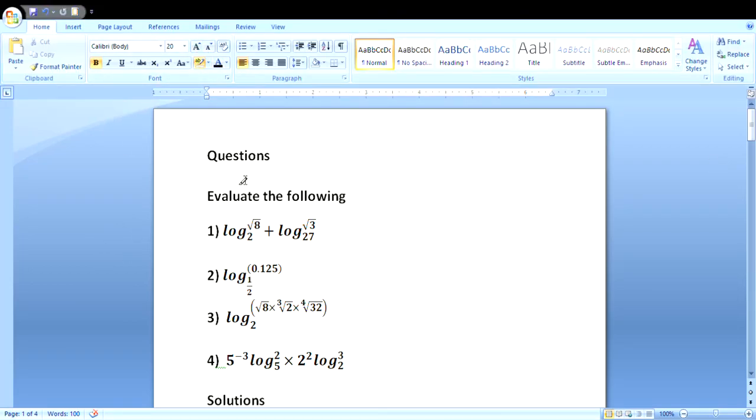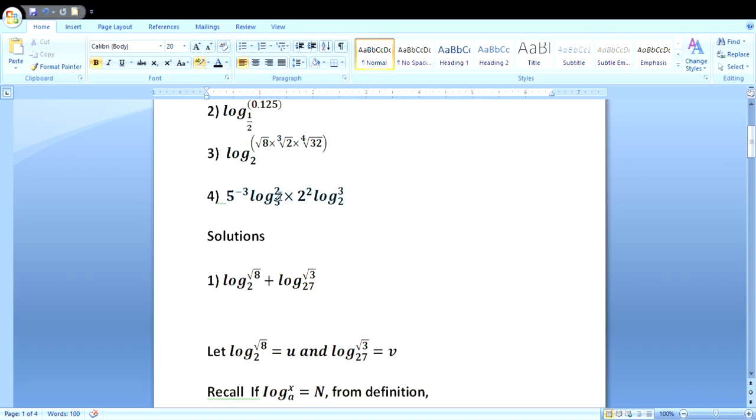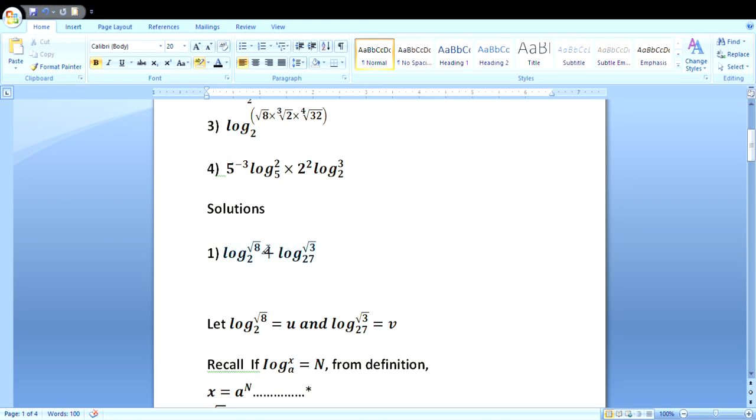Hello, good day. Now here we're going to look at some of these questions involving logarithm. So evaluate the following. Let's look at the first question here. Log root 8 to base 2 plus log root 3 to base 27.